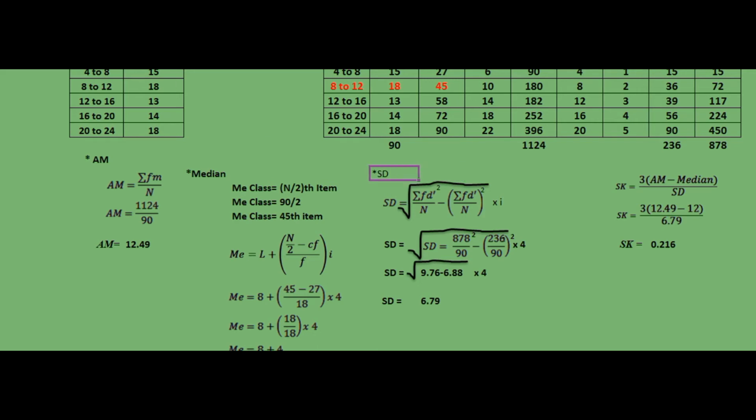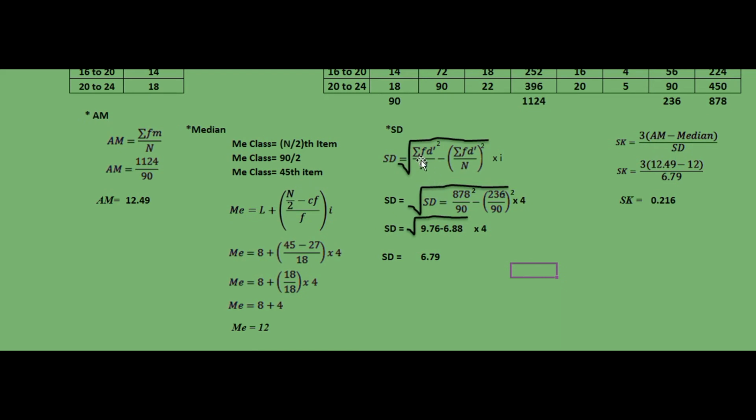Now we need to go for the standard deviation. So standard deviation equal to, what is the formula? Square root of summation of ft dash square by n minus (summation of ft dash divided by n) whole square, into I. I is outside of the root, right? So you need to find it now like this. I think I did something wrong here actually. This comes in this area only, so it is not like that.